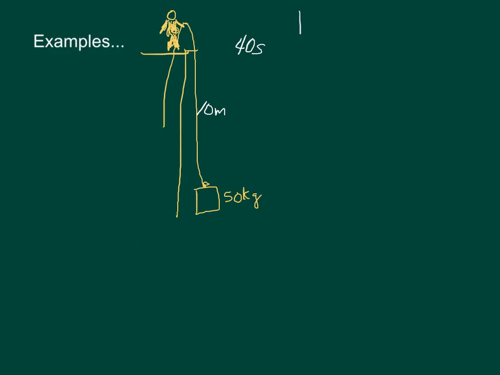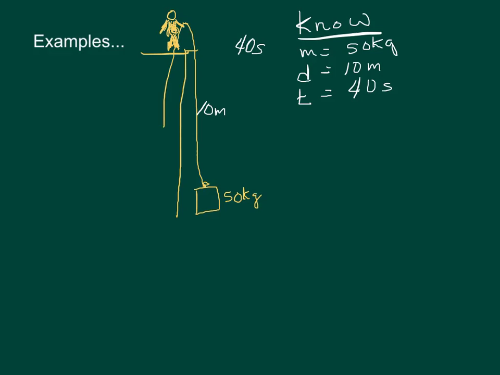So first of all, what is it that we know? First of all, we know that the mass is equal to 50 kilograms. We know that the displacement is equal to 10 meters. And we know that the time is equal to 40 seconds. So what is our target? What have we been asked to figure out? Well, we've been asked to figure out what is the power that was generated in doing this task.